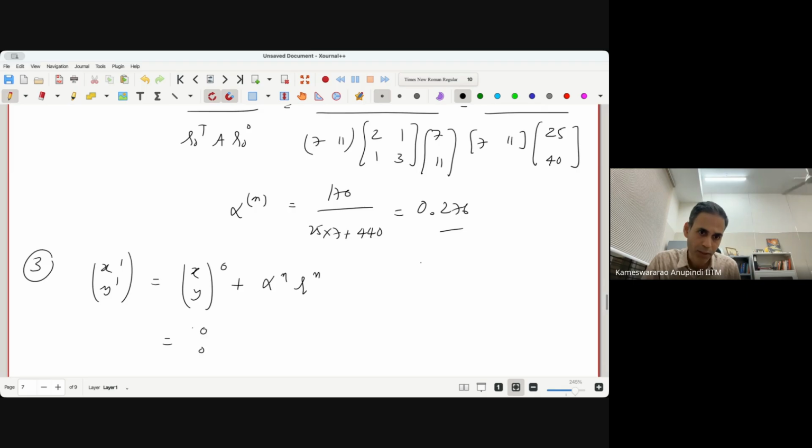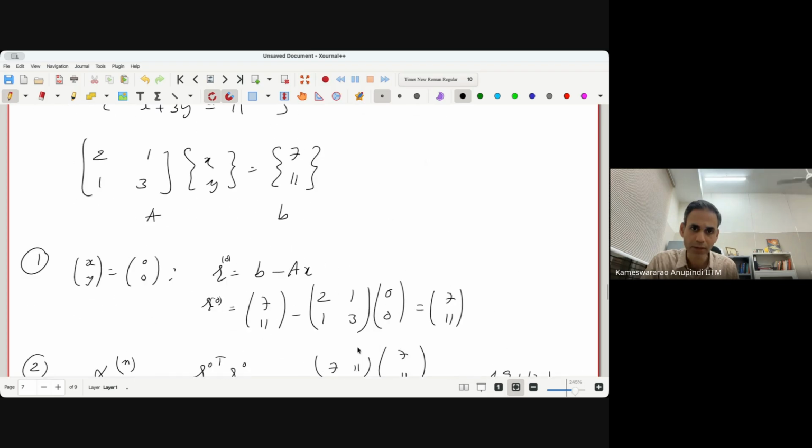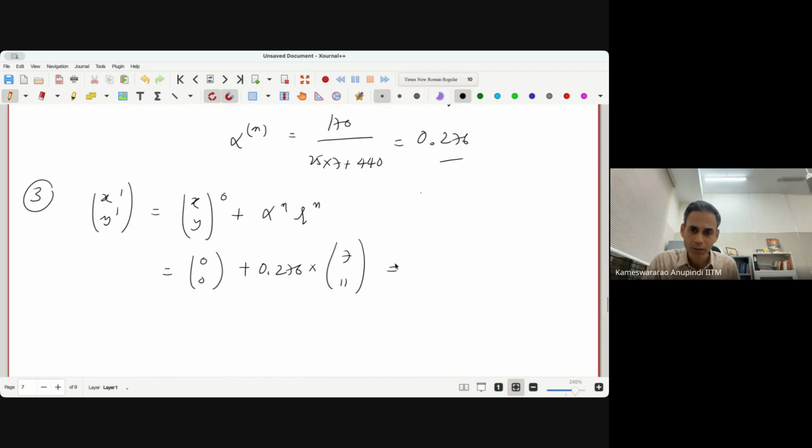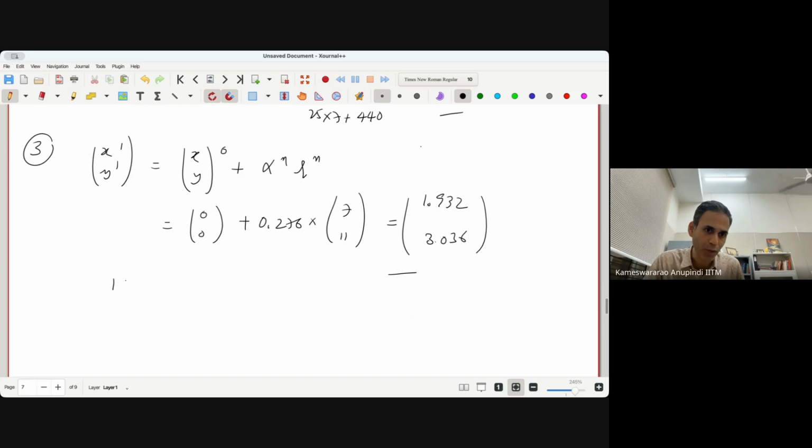x, y at 0 was 0. Alpha n is 0.276, times the residual, which was 7 and 11, because that was equal to B. So this is nothing but 0.276 times 7, which is 1.932, and 0.276 times 11, which is 3.036. Okay, so I have actually just done one iteration.